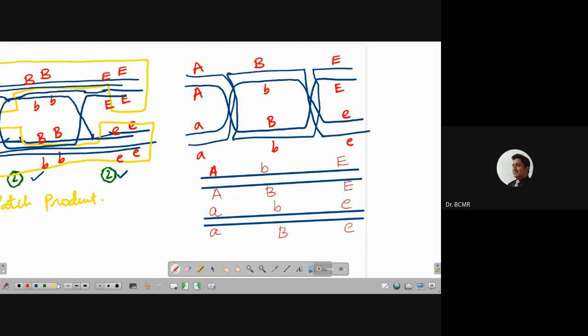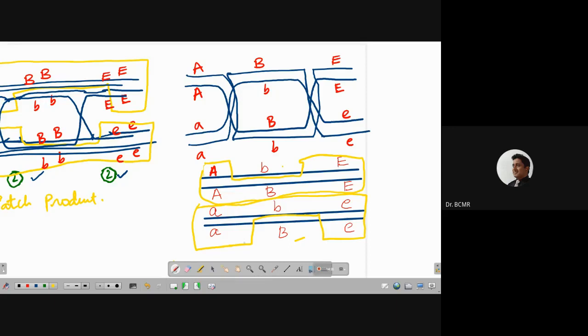What kind of products did we get? We'll see that this part of DNA is all capital alphabets, right? So what you're seeing is that you're getting patch products. Those are patch products, because there is an exchange: this capital B here is the new one that has come to this DNA molecule.